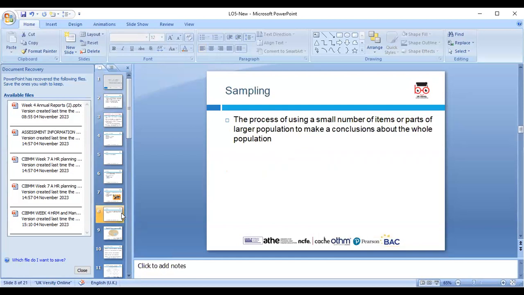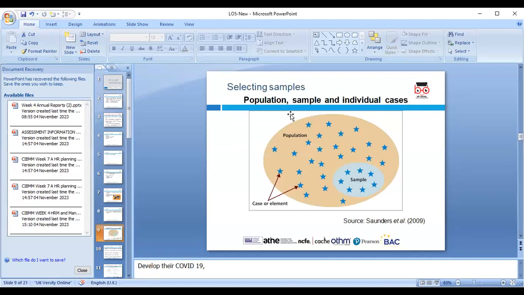Okay, so sampling is the process of using a small number of items or part of the large population to make conclusions about the whole population. Population is like, if you want to look at the NHS trusts, instead of going to each trust and each ward, you can review a few trusts and draw conclusions. So you can say 10 trusts out of 100, that will be the sample size, and it can be a convenience sample, which is quite close to your stratified sample. So this picture shows a sample as a small proportion of the whole population.